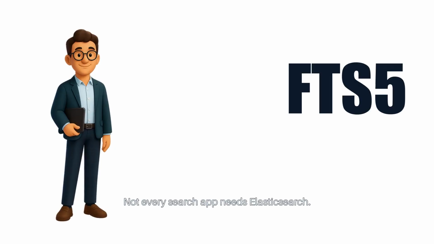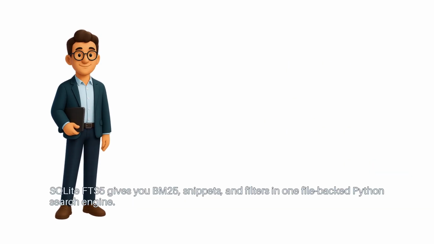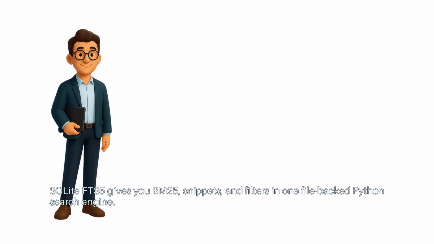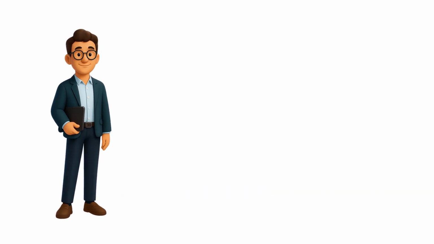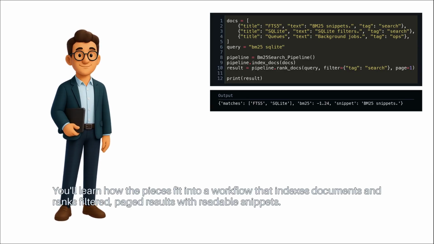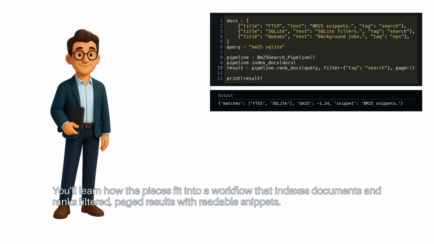Not every search app needs Elasticsearch. SQLite FTS5 gives you BM25, snippets, and filters in one file-backed Python search engine. You'll learn how the pieces fit into a workflow that indexes documents and ranks filtered, paged results with readable snippets.